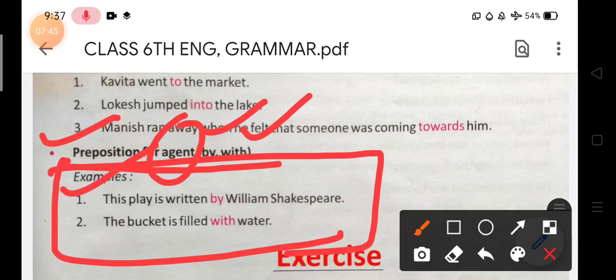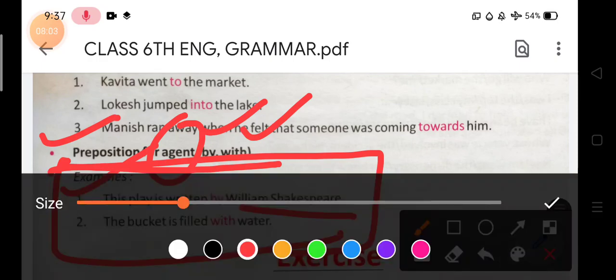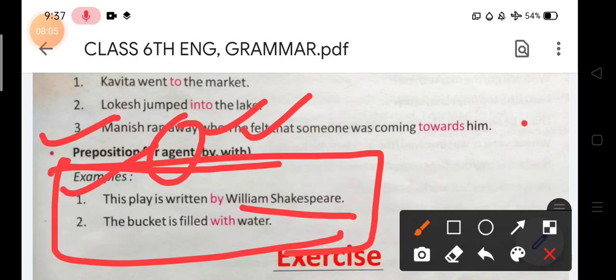This play is written by William Shakespeare. So he is the writer of this play; William Shakespeare is like an agent over here. So the prepositions told about agent are by and with. Through the examples you can understand this. This play is written by William Shakespeare. And next, the bucket is filled with water. I hope you have understood.